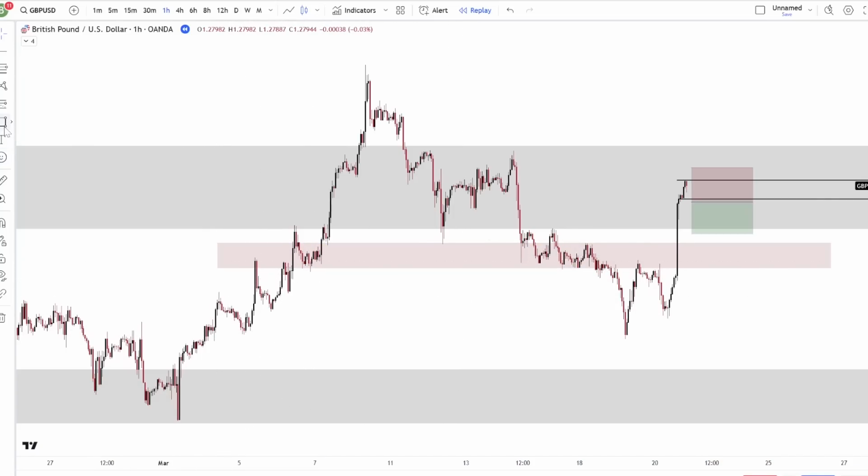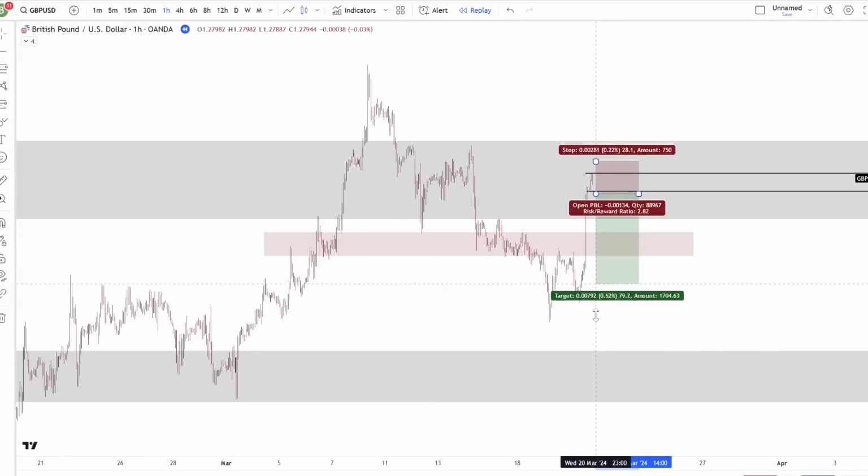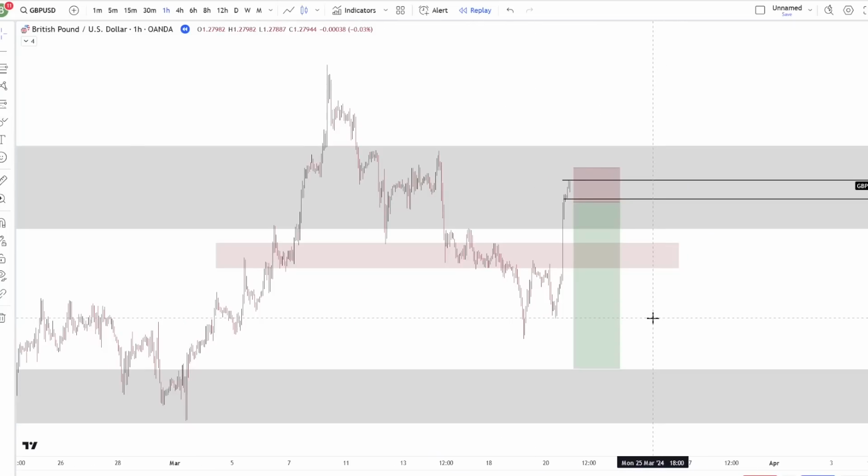Look how many times price rejected this level on the micro. Price rejected here, here, here, here, here. So this could be our first TP. And your second TP could always be, after taking partials, your major rejection zone.